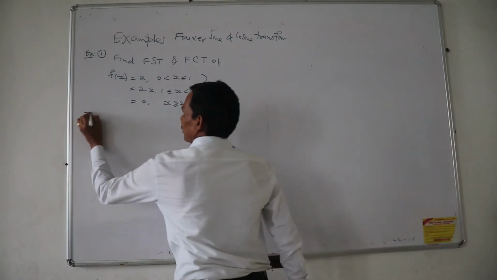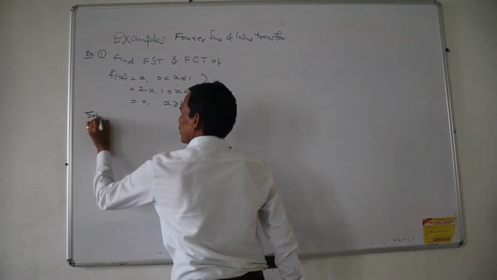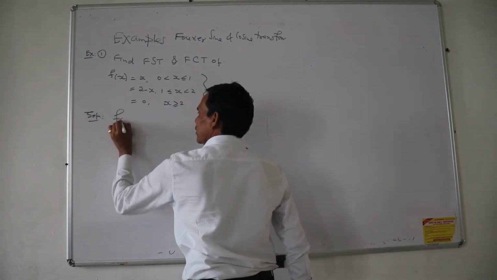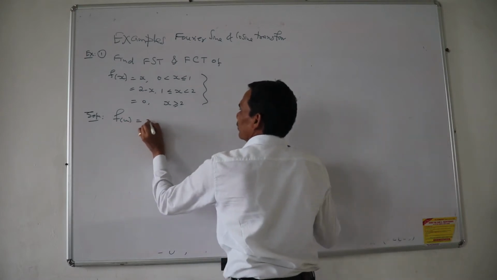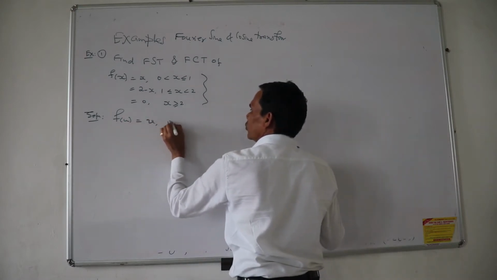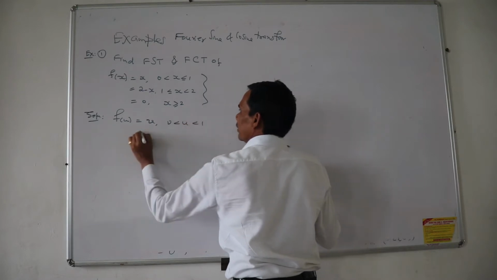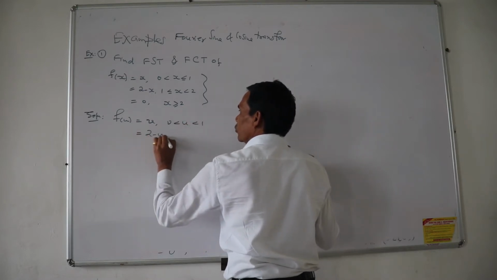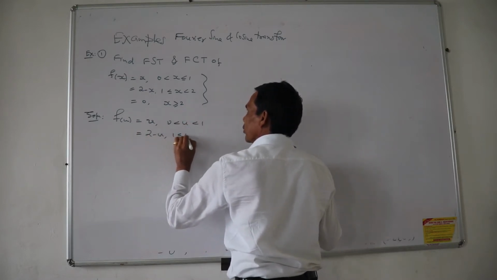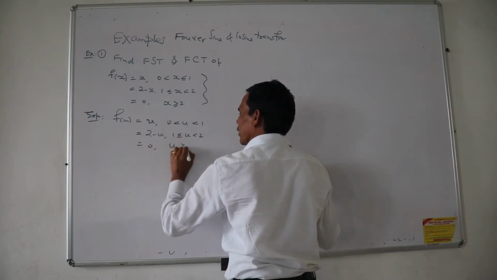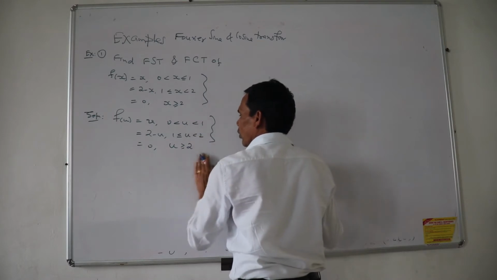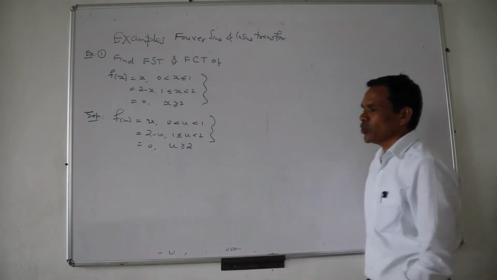So I would just write the solution for this. I would write f of u in the form of u or t. So u for 0 < u < 1, then 2 minus u for 1 ≤ u ≤ 2, and 0 for u greater than or equal to 2. Okay, now the Fourier sine transform.